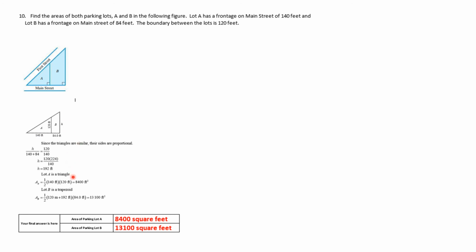And then we find the area. Now we then have the area of A is going to be 1/2 the base times the height because it's a triangle. The area of lot B is going to be the formula for the area of a trapezoid. We get 8,400 square feet and 13,100 square feet.